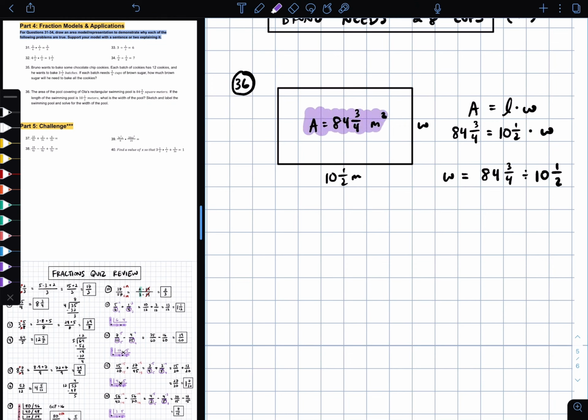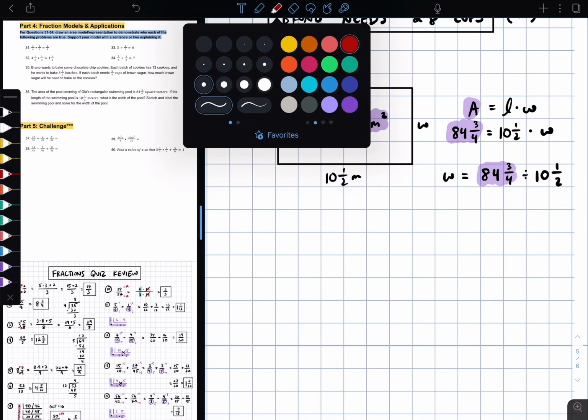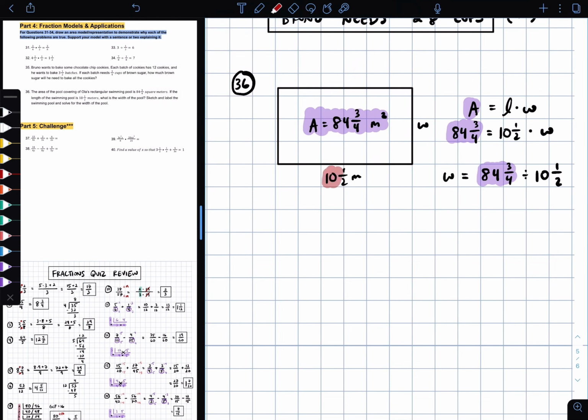So here's the area, just because I know it's a little confusing, there's so many things going on here. Here's where I rearranged everything. Okay, so the length is over here. That's the length, that's the length, that's the length, and the width is what we're looking for. So we don't know W, and what we do know is the area. Area divided by length will get us width. So let's see if we can go ahead and solve this now. So 84 3/4 divided by 10 1/2.